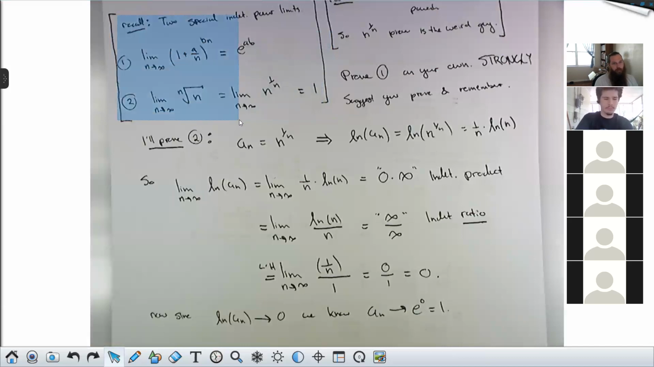How do you remember them? Prove them for yourself. So all of this is kind of a diversion from the original problem, right? Why were we looking at this?